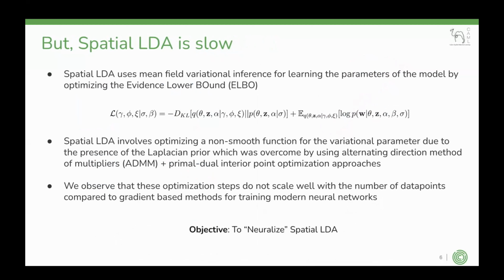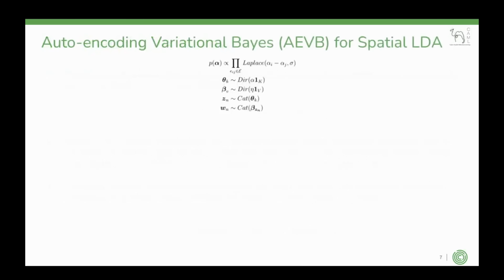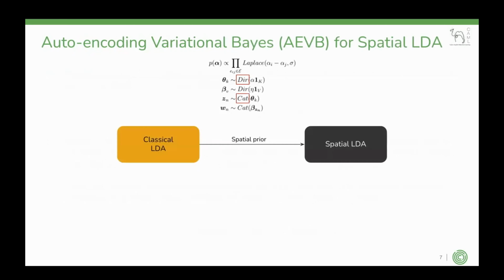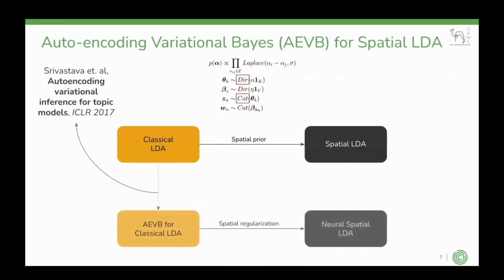So the objective of this work is to neuralize spatial LDA and thereby train it faster. We turned to autoencoding variational Bayes for training spatial LDA, but since Dirichlet and categorical distributions are not readily reparameterizable, we took the following approach. Since spatial LDA is a generalization of classical LDA, we took ideas from the autoencoding variational Bayes version of classical LDA proposed by Srivastava and his colleagues and added spatial regularization similar to spatial LDA.